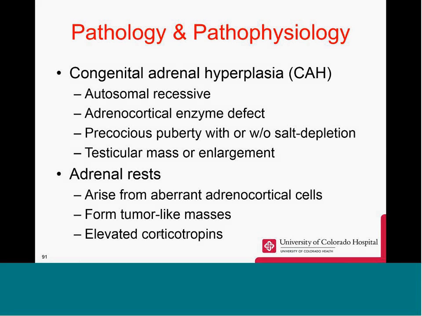We can see congenital adrenal hyperplasia within the testicle. It's an autosomal recessive disorder. It brings on precocious puberty with or without salt depletion. And you're going to see a testicular mass or an enlargement. And then adrenal rest tumors also arise from aberrant adrenal cortical cells. They migrate abnormally with the gonadal tissue in the fetus and form tumor-like masses. With these gentlemen, you're going to see an elevated corticotropin.